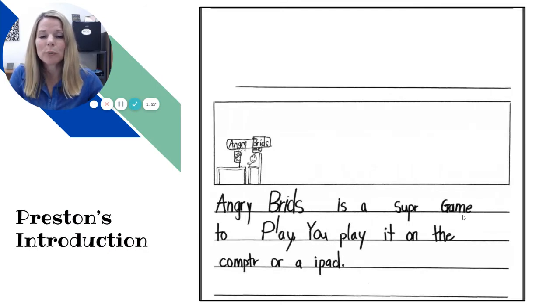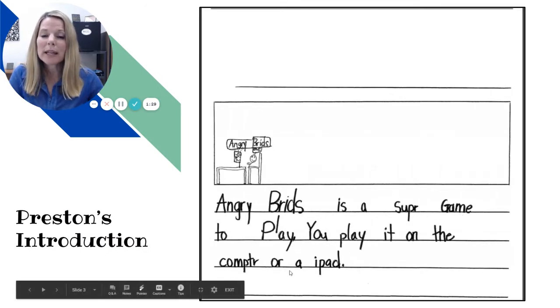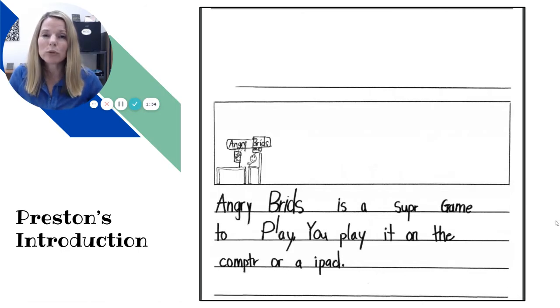Angry Birds is a super game to play. You play it on the computer or iPad. That's a great introduction. Now I know what Angry Birds is, so it makes more sense to me when I read the pages.